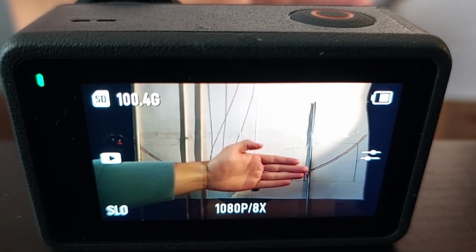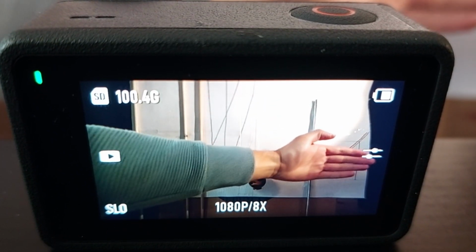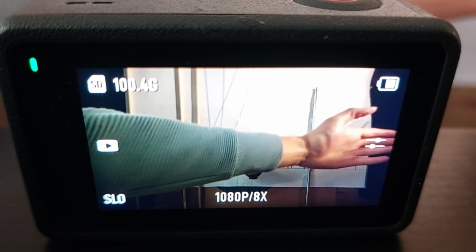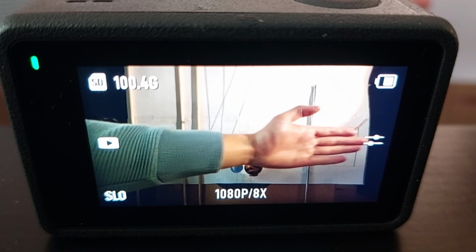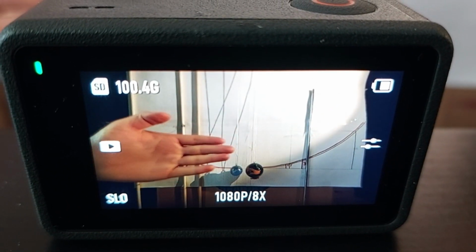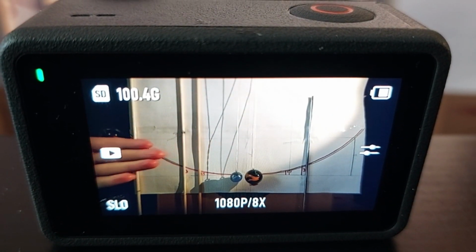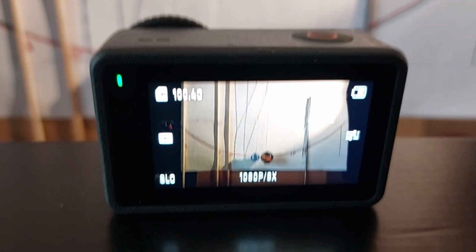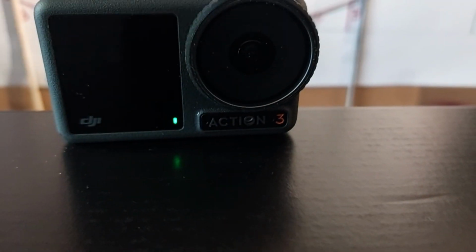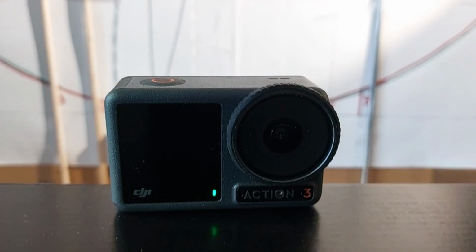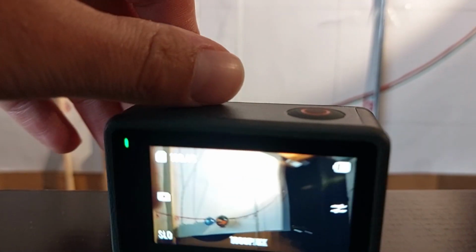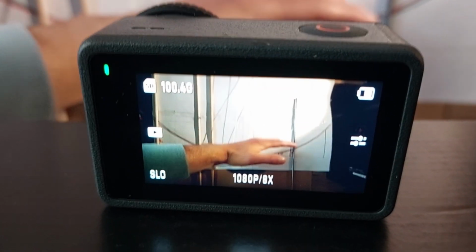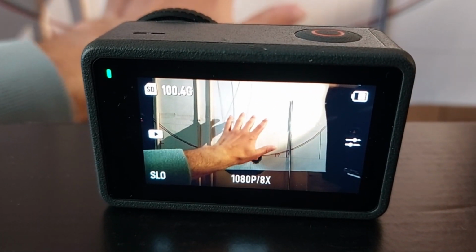This is not something I'm editing. This is due to the lens. You can see my hand is getting longer as I go to the sides of the screen. So this is due to the GoPro camera lens. So yes, it does produce distortions, but only at the sides of the screen. At the center, everything seems to be normal.